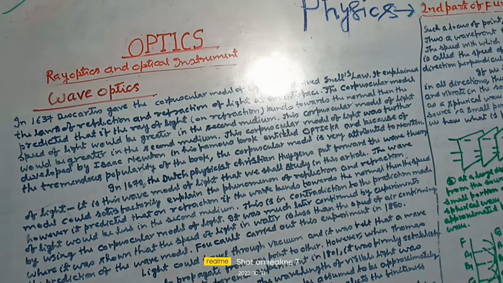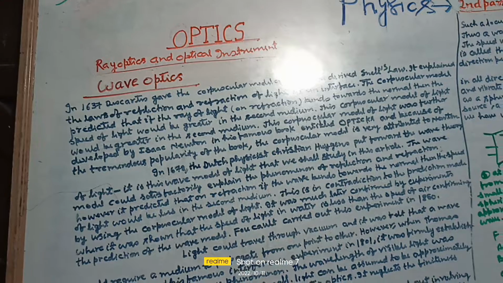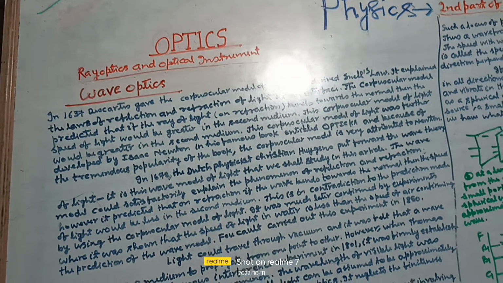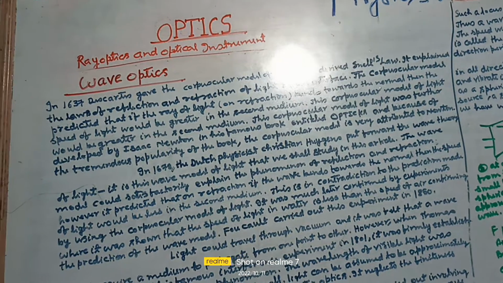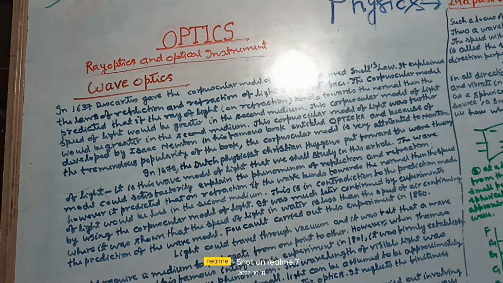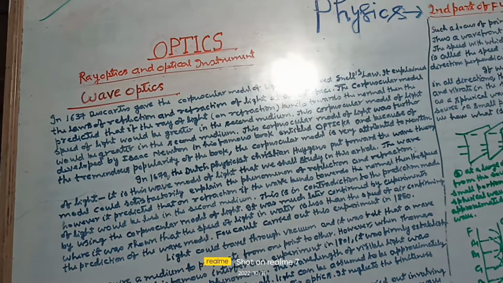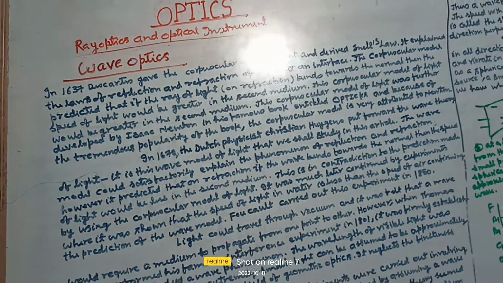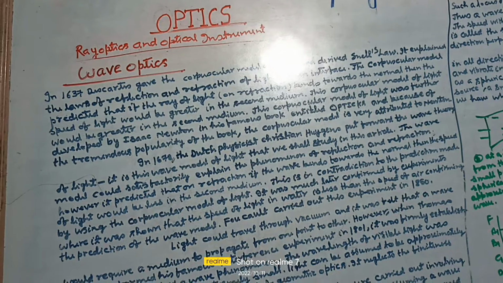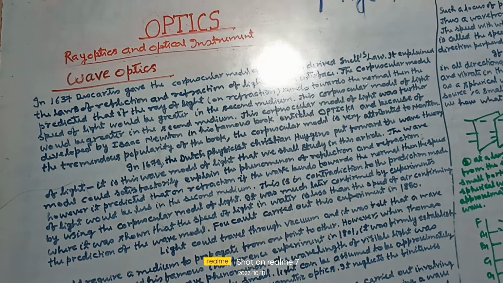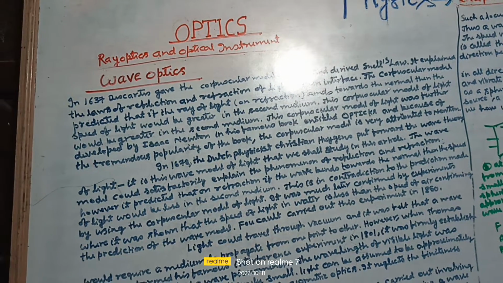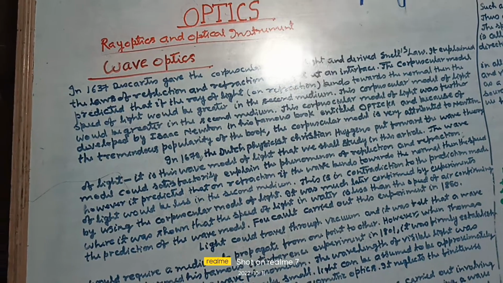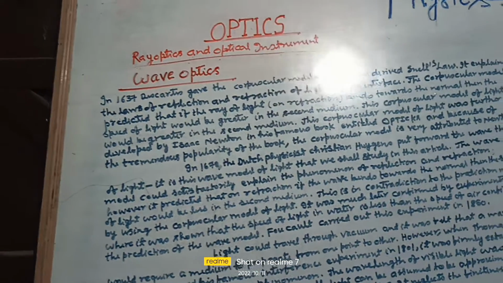The corpuscular model predicted that if the ray of light bends towards the normal on refraction, then the speed of light would be greater in the second medium.